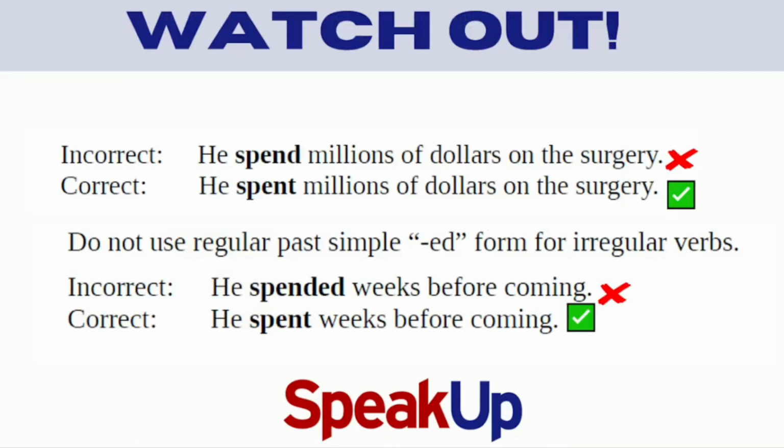But now, watch out for irregular verbs like spend. Its past tense is spent with a T. Do not use the regular ed form. So you have to watch out for irregular verbs that have base form D and past tense T, such as these ones. Look, he spent millions of dollars on the surgery. No, the correct alternative should be he spent with a T. Do not use regular past ed forms in irregular verbs.